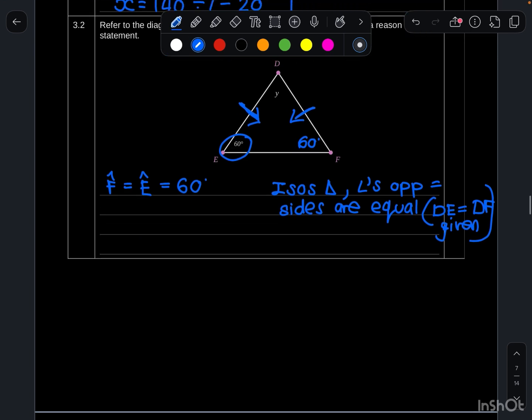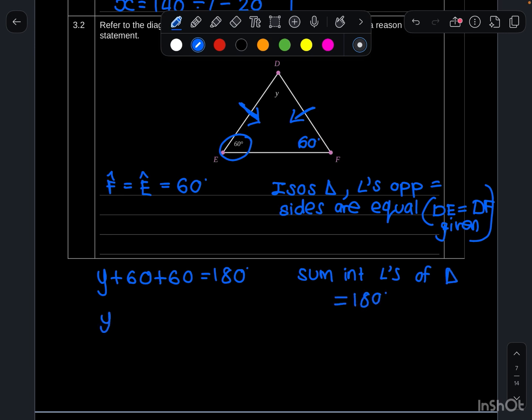So then we can say y plus 60 plus 60 is equal to 180 degrees, because the sum of the interior angles of a triangle is 180 degrees. So then y is 180, take away 60, take away 60. So y is 60 degrees.